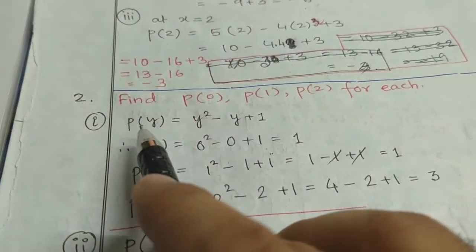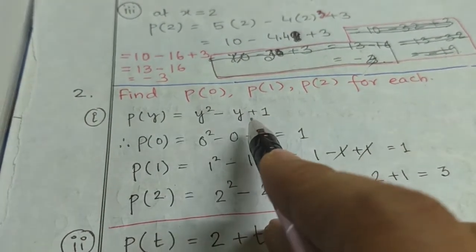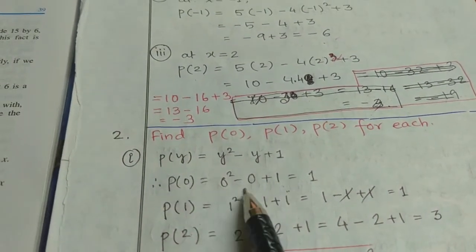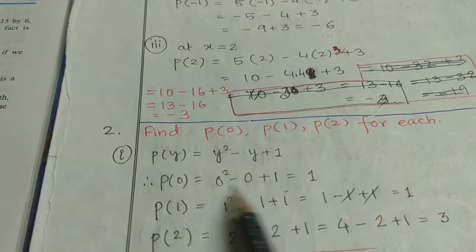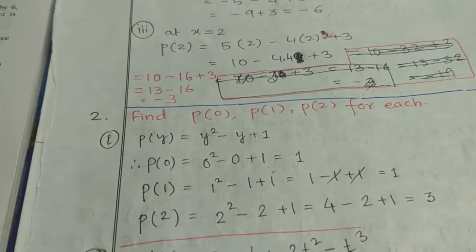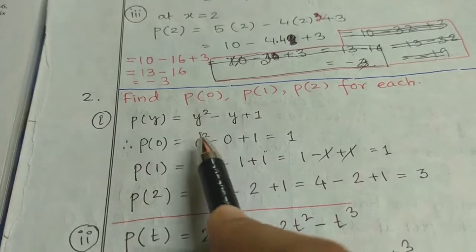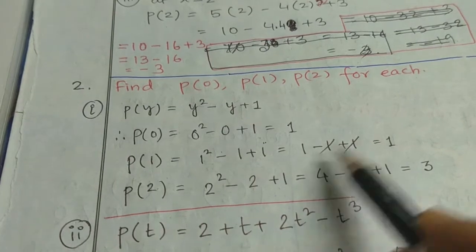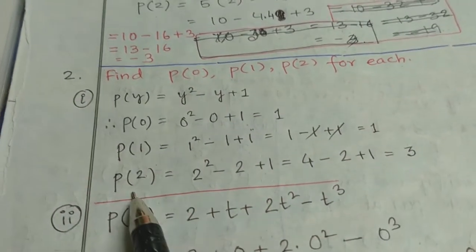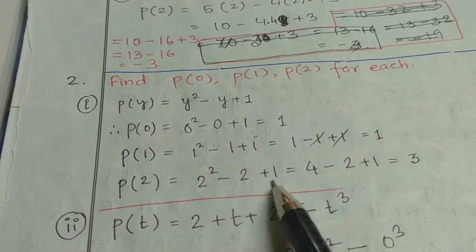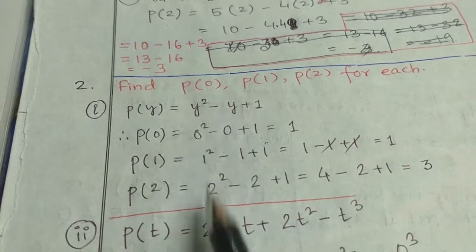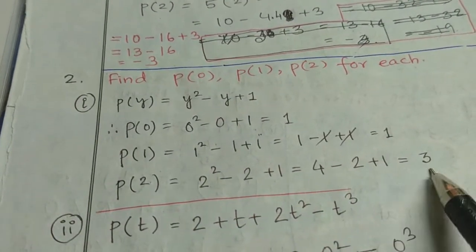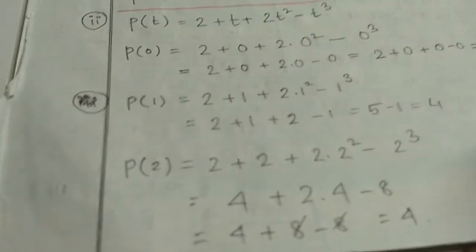So p(y) is given: y square minus y plus 1, right? So what will be p(0)? We are just replacing y with 0. So 0 square minus 0 plus 1, ultimately 1. Next, p(1), just replacing y with 1. 1 square minus 1 plus 1. So 1 square is 1, minus 1 plus 1 cancel, so the answer is 1. Next, p(2). 2 square minus 2 plus 1. I'm replacing y with 2, and 1 is here. 2 square is 4, minus 2 plus 1. So the answer is 3.